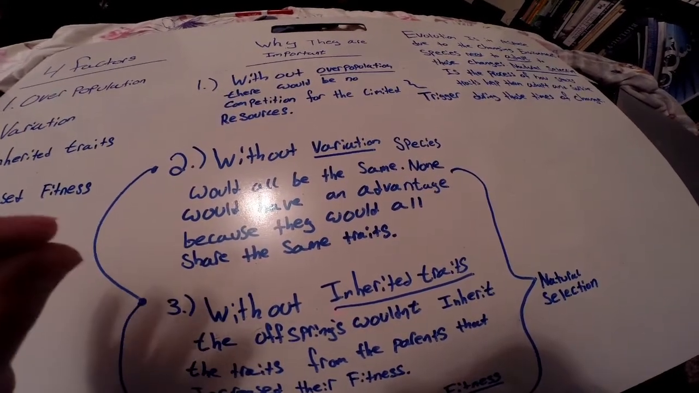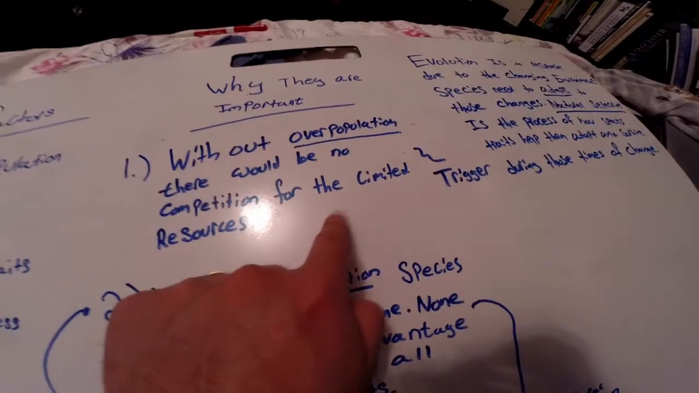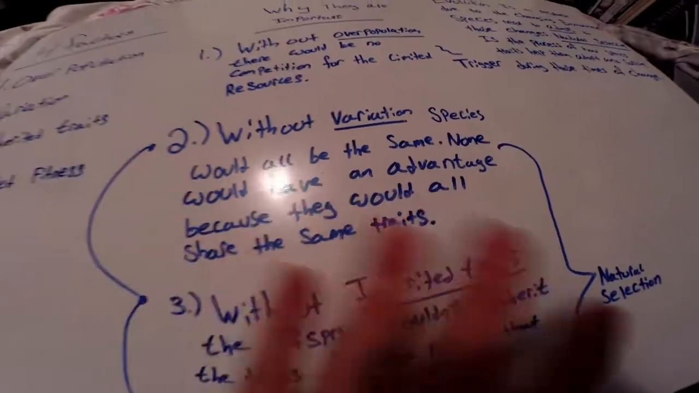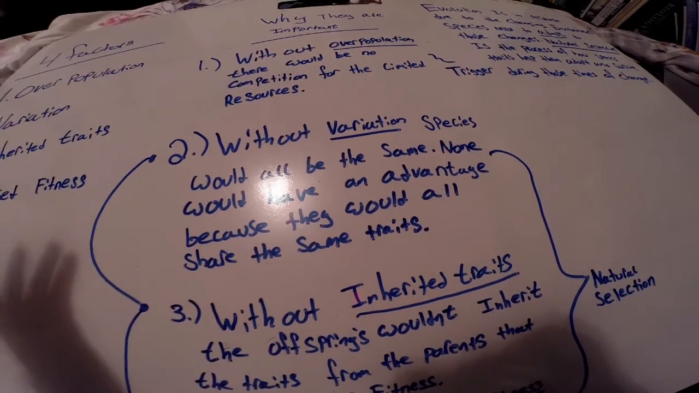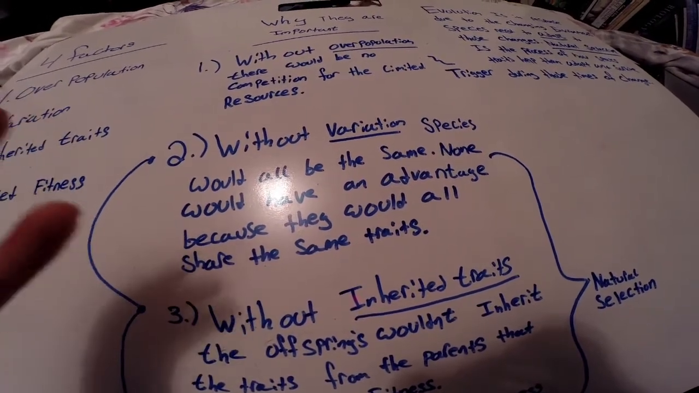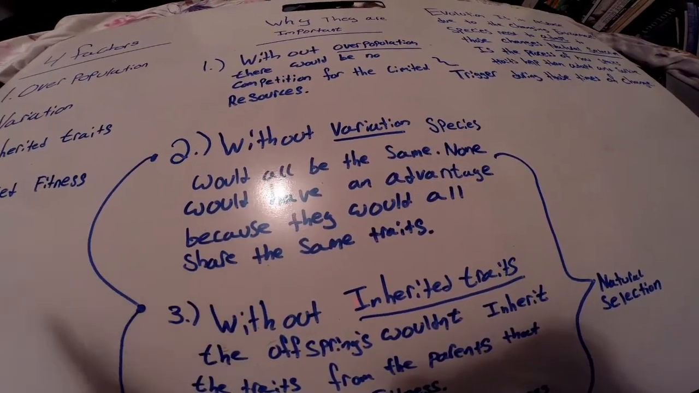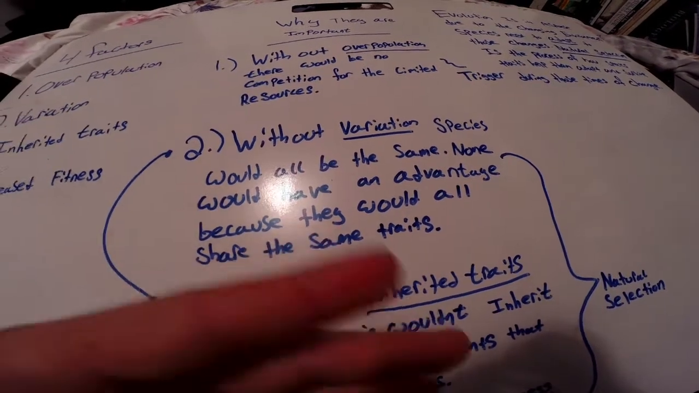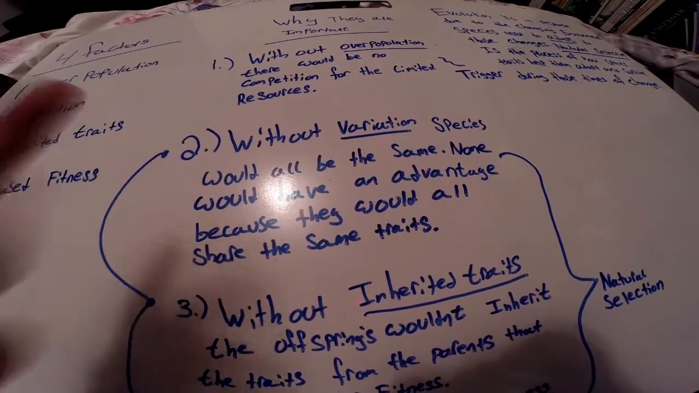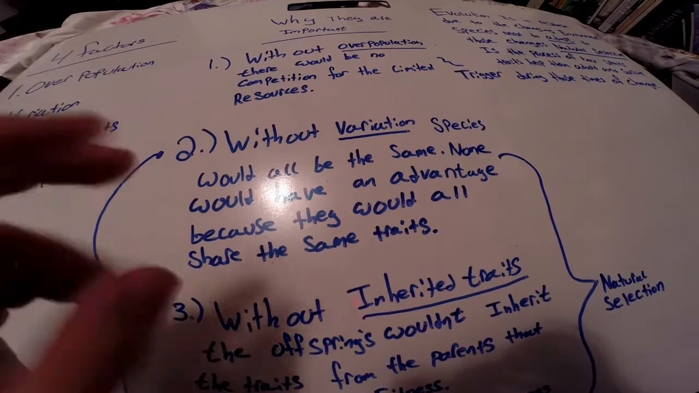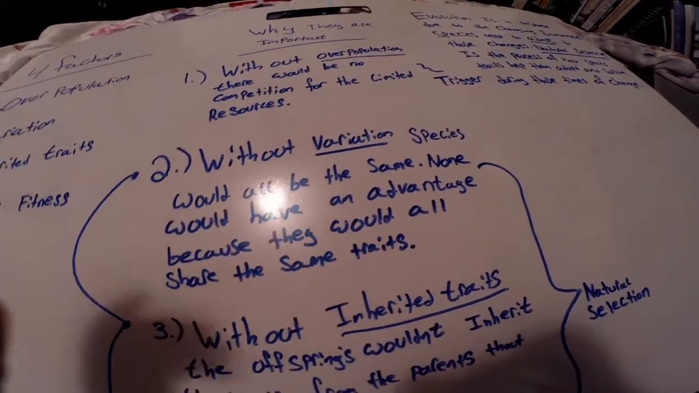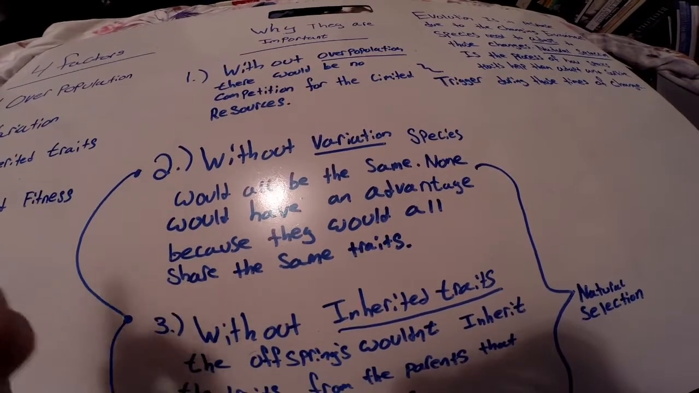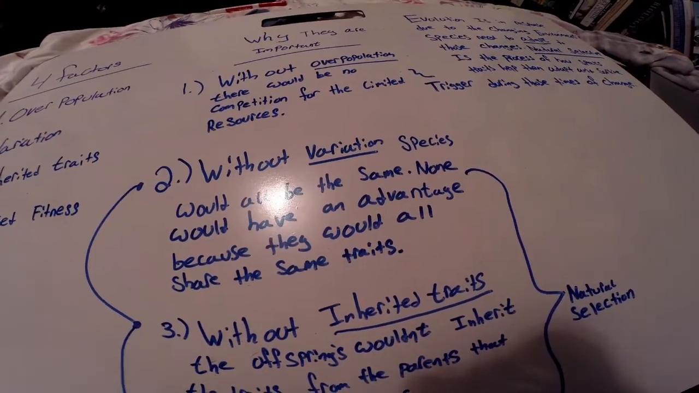When they need to compete for the resources because of overpopulation, they're all going to be on the same level. Technically it's going to be a fair game, but if everyone's at the same level, that means no one's going to die because they're competing over resources. If they're all the same, they're all going to have to share, and then they're all going to die. But without variation, we wouldn't have unique traits that would be an advantage for them.